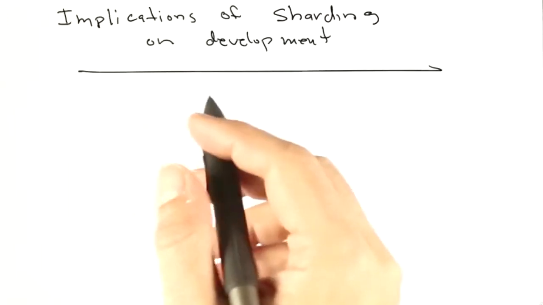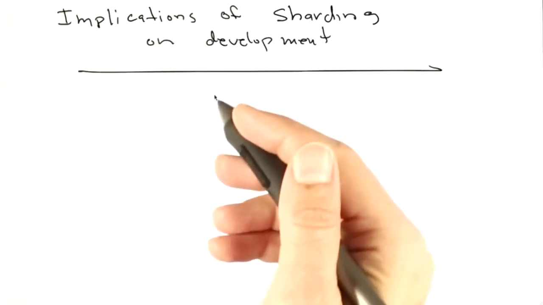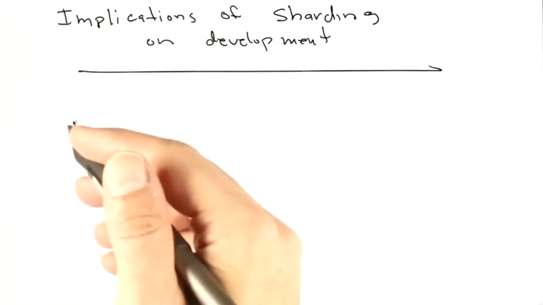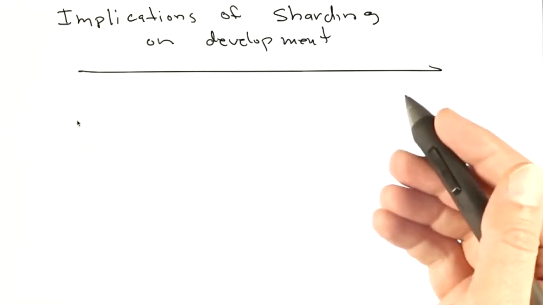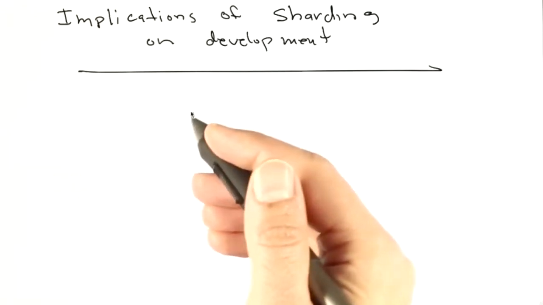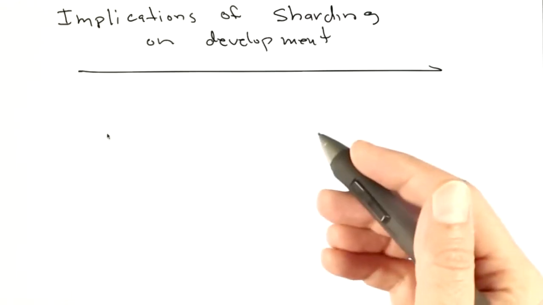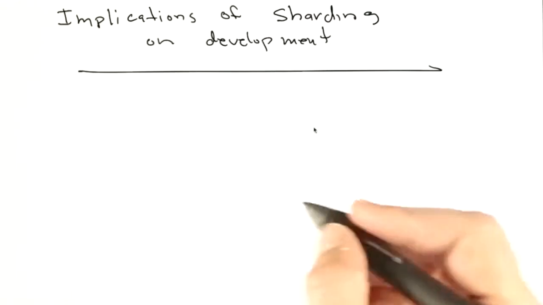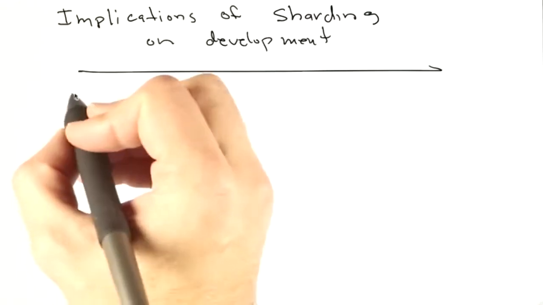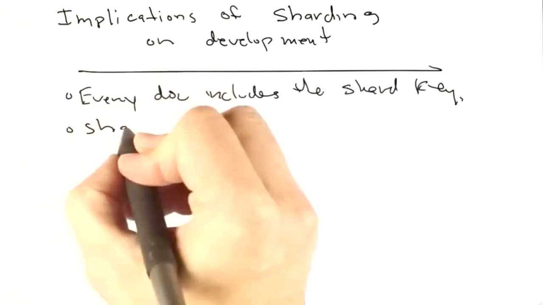The whole idea of sharding is that you don't need to think about it as a developer in terms of the collection being horizontally split amongst the different nodes. But the reality is there are some things you need to remember once you're in a sharded environment. So the first is that every document needs to include the shard key now.